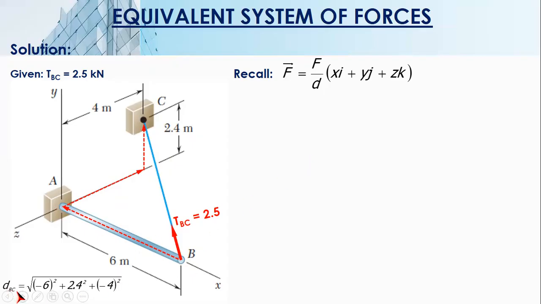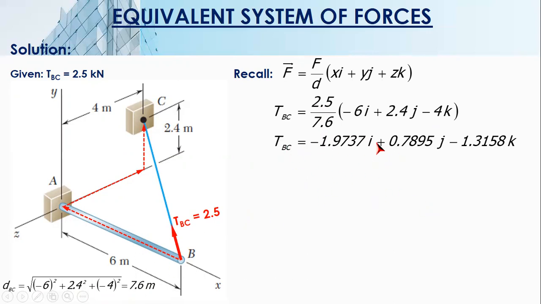So that's the distance BC: negative 6i, positive 2.4j, minus 4k. The distance is 7.6. Substitute that into F, where the tension BC is 2.5 over D times negative 6, positive 2.4, negative 4. That gives you the components of the tension.